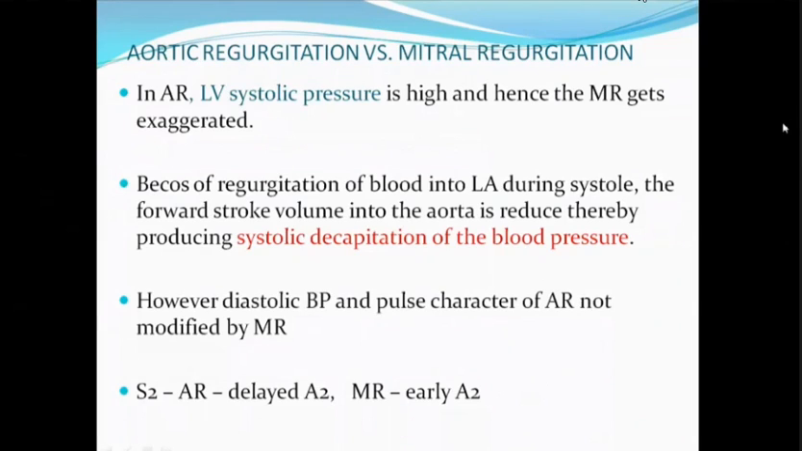However, diastolic blood pressure and pulse character of aortic regurgitation are not modified by mitral regurgitation. And the effect on the second heart sound: because of aortic regurgitation, there is a delay of the aortic component of the second heart sound, delayed A2, and in mitral regurgitation it is an early A2.